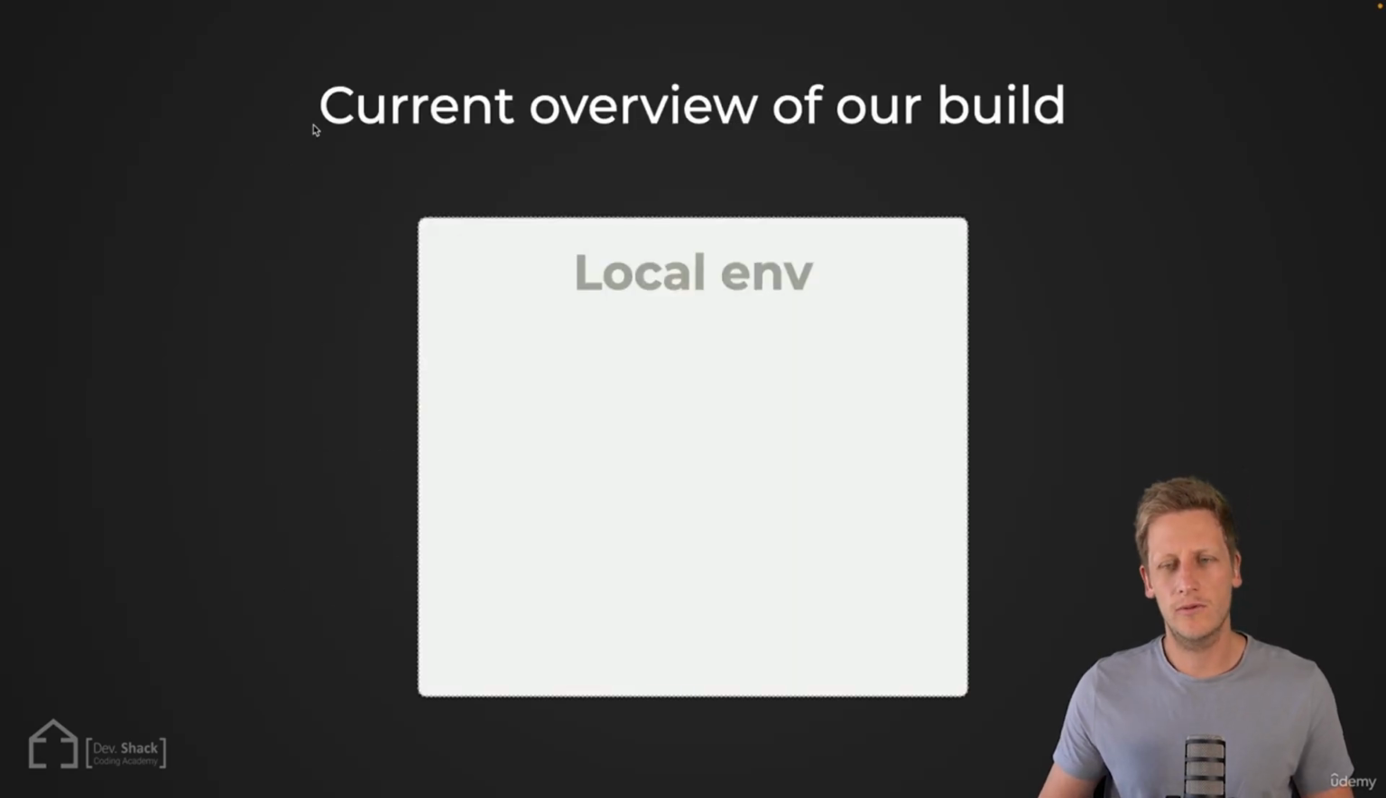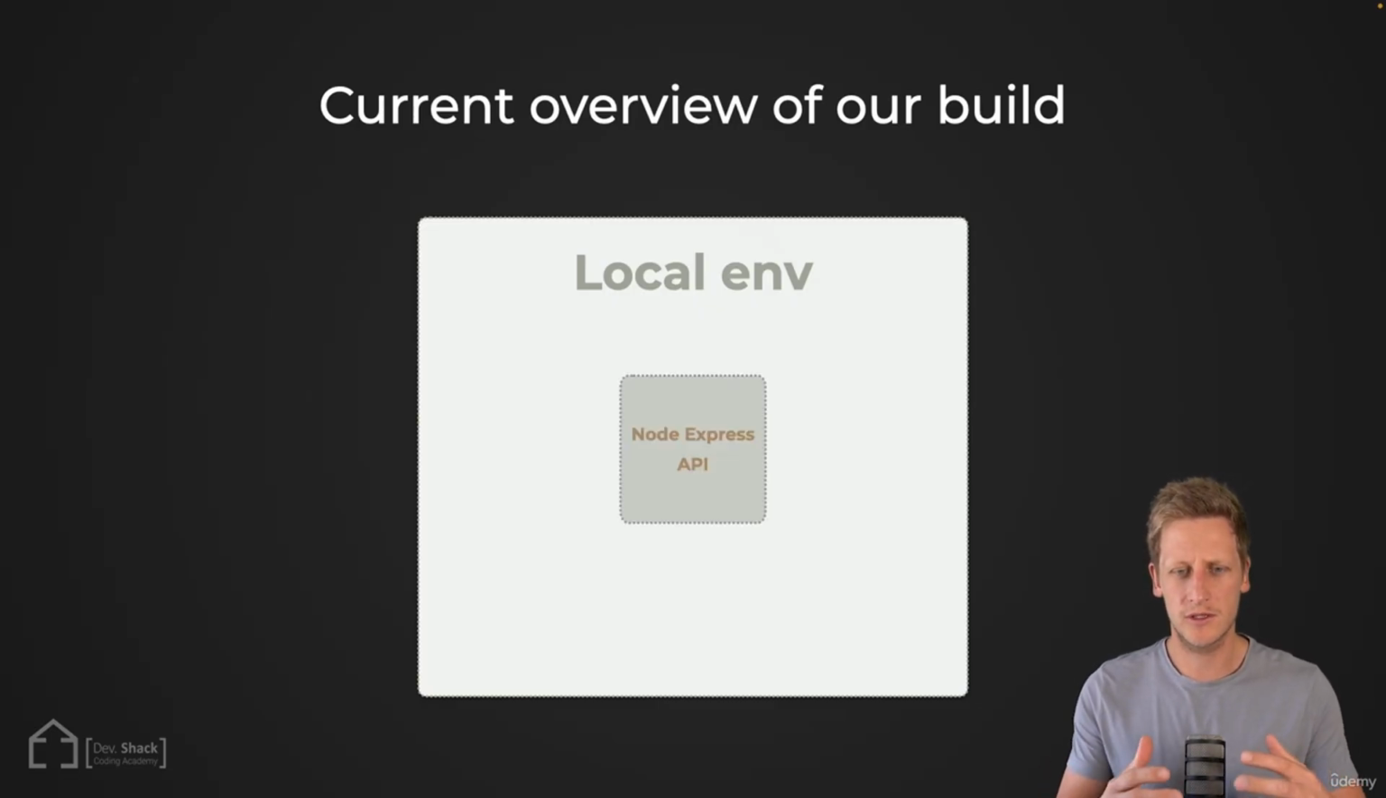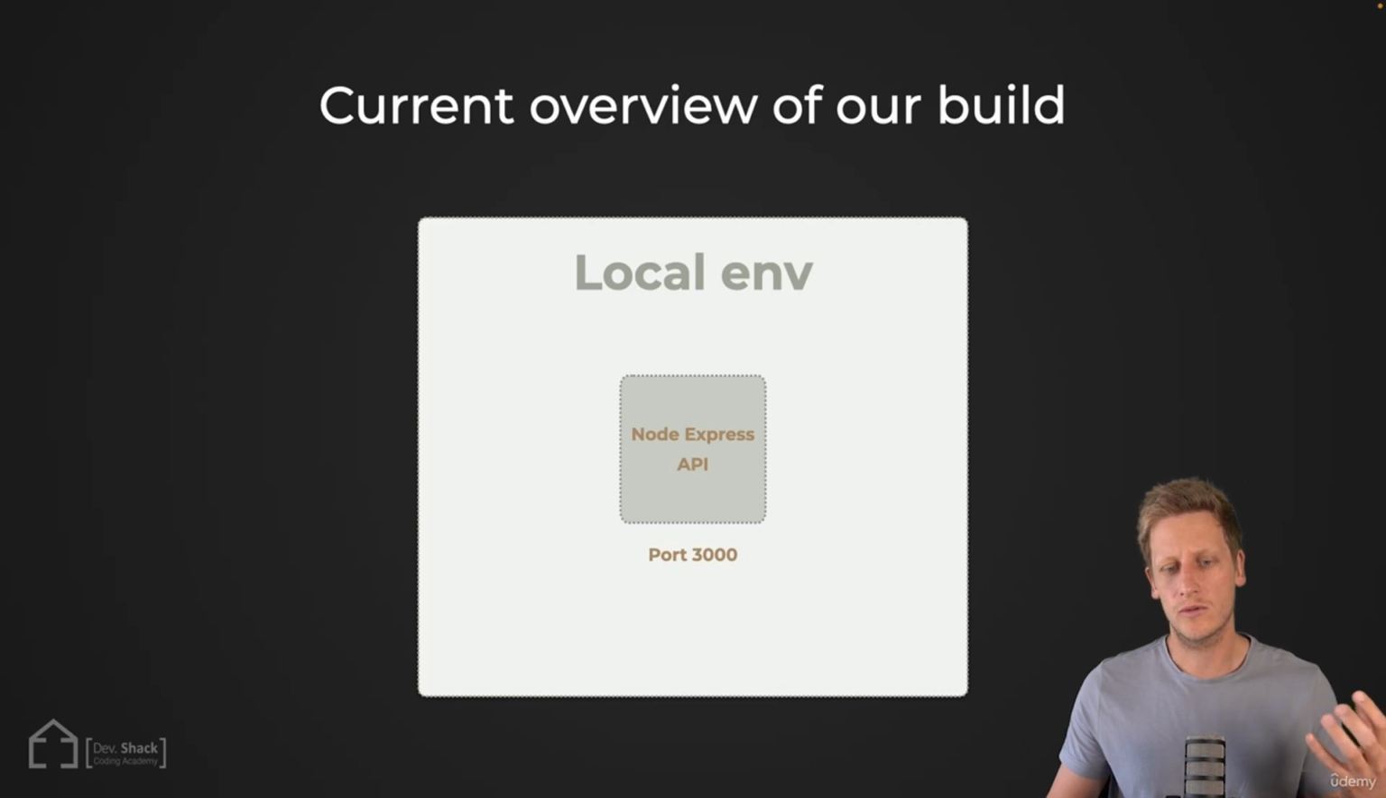So the current overview of what our build is looking like at the moment is we've got our local environment here, which we can also refer to as our host computer. So that's whatever machine that you're working on locally. And when we started our project, it was just this Node Express API. It was the only moving part of our application. And we got this set up listening on our computer's localhost port 3000.